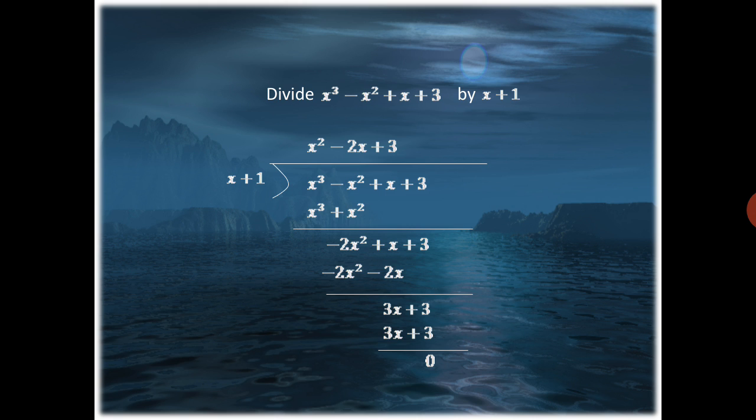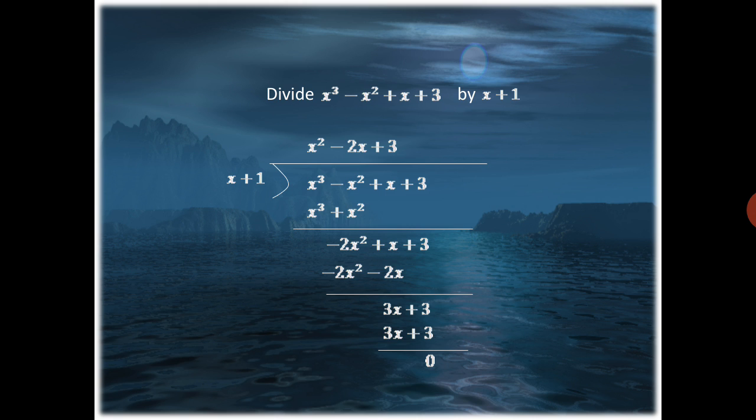Write it in the dividend and divisor place. When we begin with the division, we check the highest power of both the polynomials. For the divisor it is raised to power 1 and for the dividend it is raised to power 3. That is why we multiply the given divisor by x square, which is written in the quotient place. That is the first step of division.